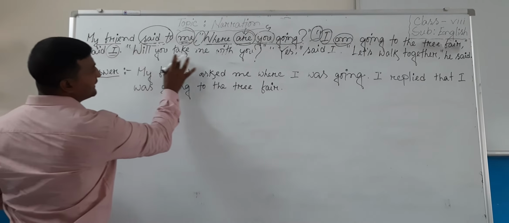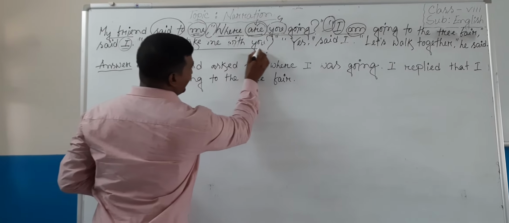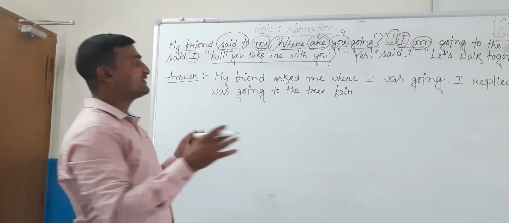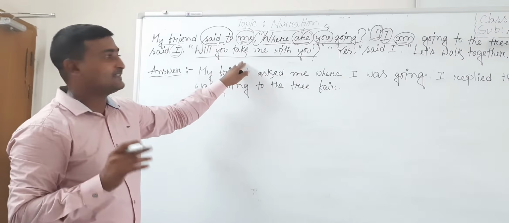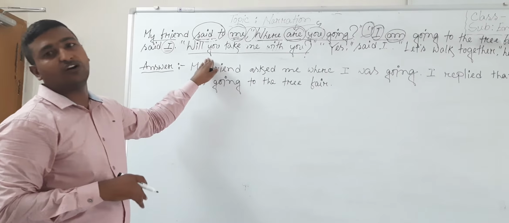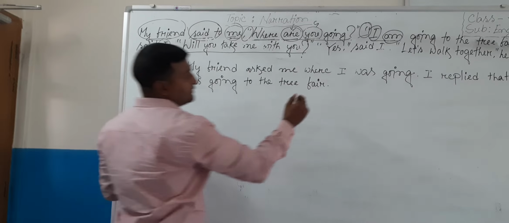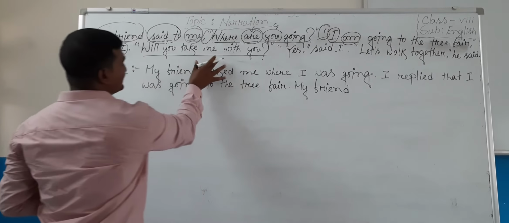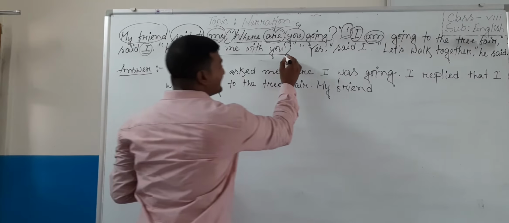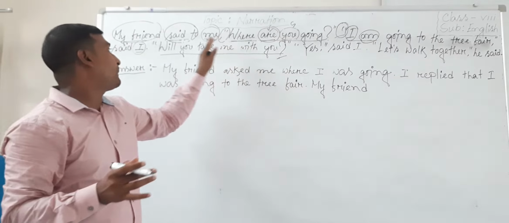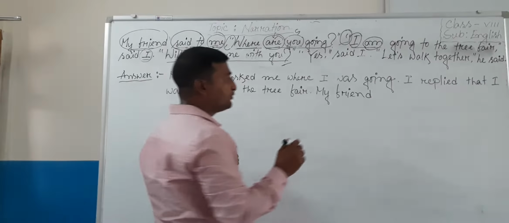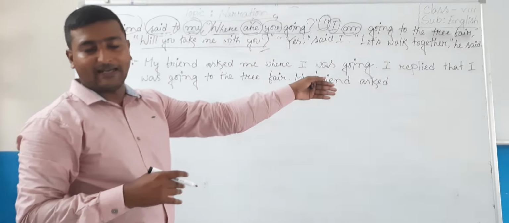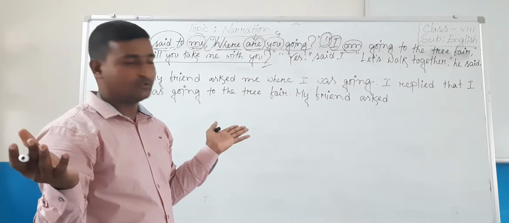Then the next sentence: will you take me with you? There is a reporting speech, but there is no reporting verb. Who says it? Can you guess who says it? Yes, this question is also asked by my friend. So I can write my friend. Which type of sentence is it? Yes, it is an interrogative sentence. So if we get an interrogative sentence in the reported speech, which verb will we use? Ask. We will use asked.